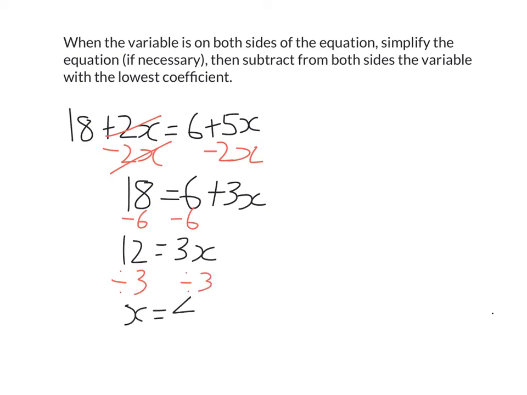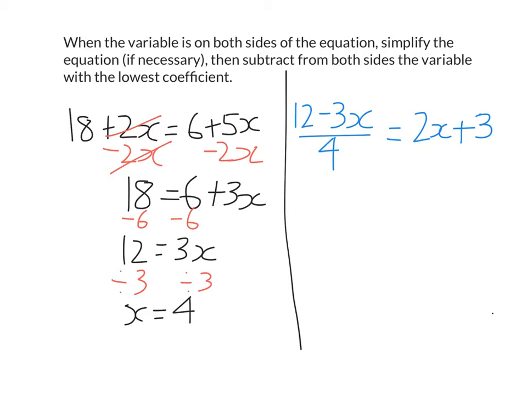So this is the solution, because if I substitute x for 4 here, I would get 18 plus 8, which is 26 on the left-hand side. On the right-hand side, I'd get 6 plus 20, which is 26. If I substitute this x for 4 and this x for 4, I get a true statement. All right, let's look at one that's a little harder.